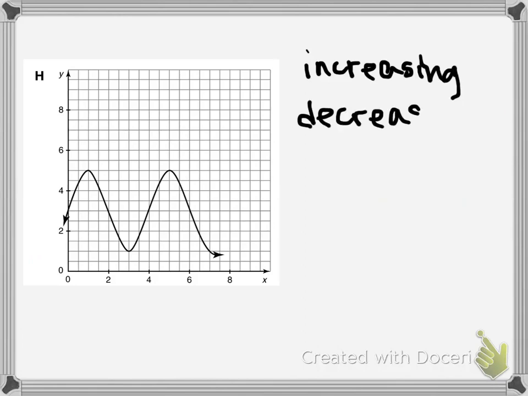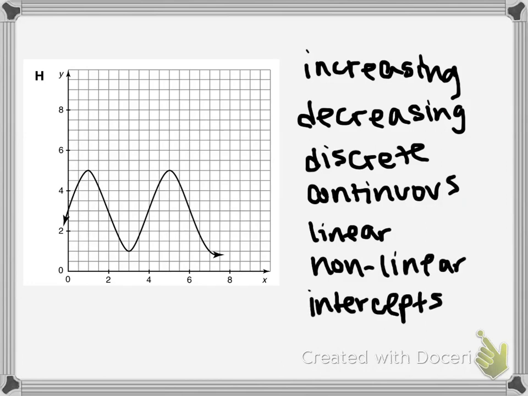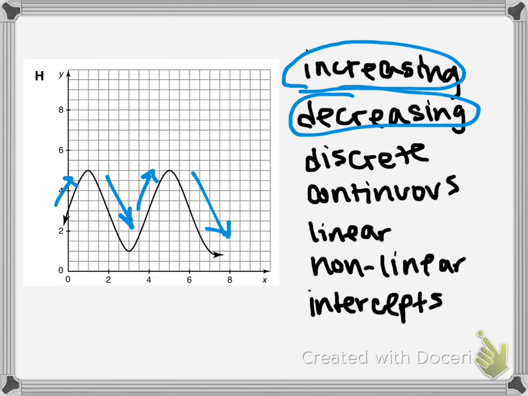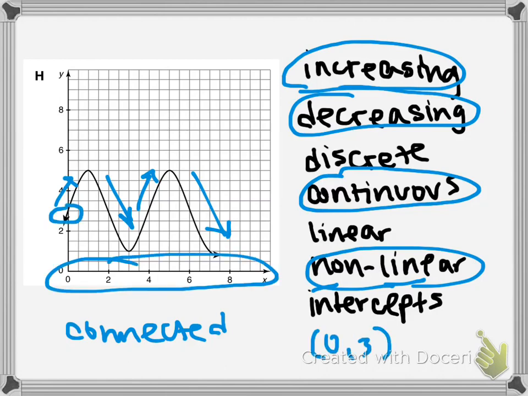Here's H. Again, I want you to try to do this one on your own before you get the answers from me. If you look at it going left to right, you have lots of increasing and decreasing. You can make this in one motion of your pencil, so it's continuous. There are a few curves here, so it's not going to be linear. And then we can see that it crosses the y-axis at 3. But it doesn't cross the x-axis.